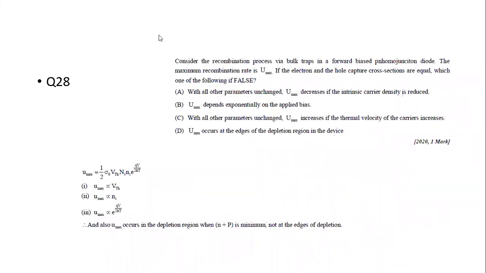Consider a recombination process. That's what this is, the recombination process by bulk traps in a forward biased homojunction diode. This is the biased PN junction diode. It means uniformly doped diode. The maximum recombination rate is U maximum. If the electron and the hole capture cross sections are equal, which of the following is false?